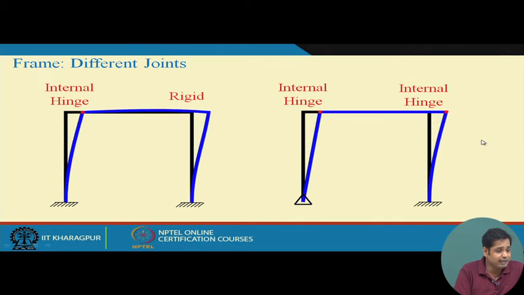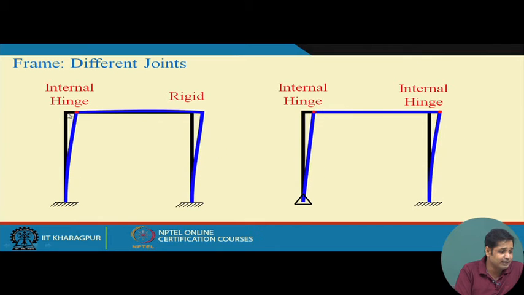Now in the next case, again the first support is fixed, and in this case this joint is not rigid, it is a pin joint, but the other joint is rigid. Now you see at this joint the angle remains 90 degrees, whereas at this joint the angle does not remain 90 degrees because it allows rotation, because we have an internal hinge here.